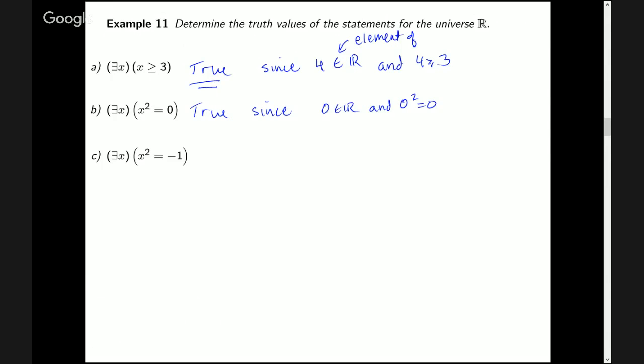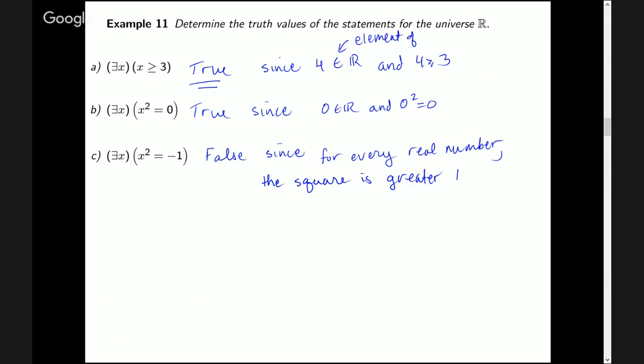Tell me about part C. There exists an x so that x squared equals minus 1. False, since for every real number, the square is greater than or equal to 0.